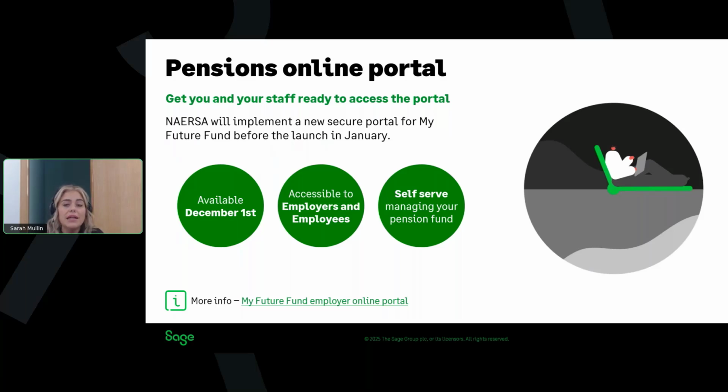Of course, employees can access the portal as well, and that's where they'll manage their enrolment. They can access their account using their MyGov ID, and they'll be able to view balances, contributions, investment returns, and update their details or pause payments as well if they want to. So definitely get onto that and get that set up if you haven't already, so you've got it all in place in good time for January.